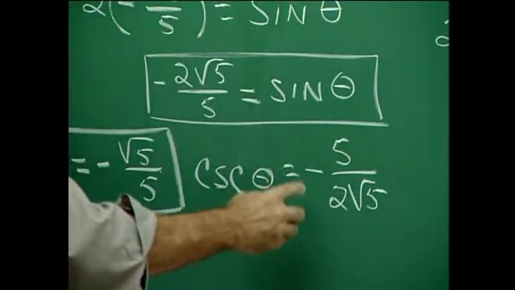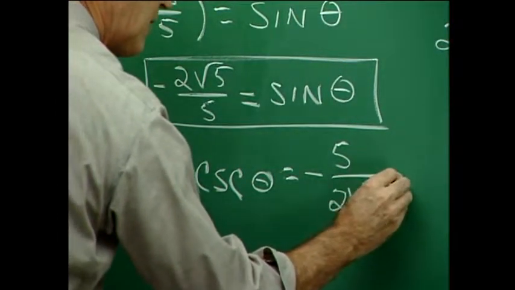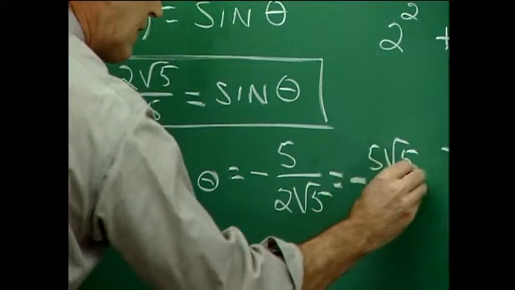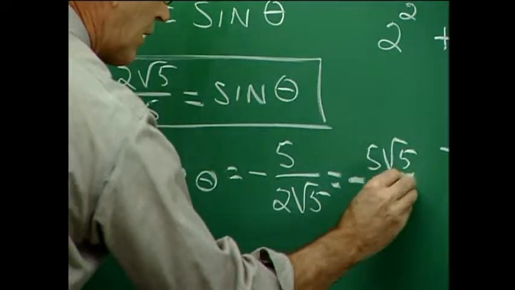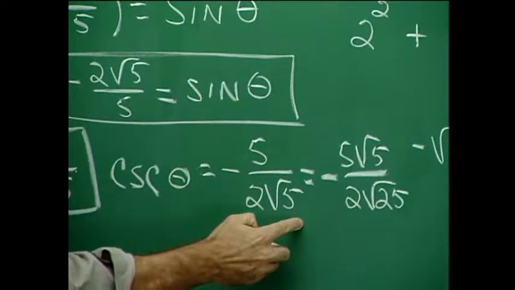And now we sort of have to rationalize back, don't we? If we multiply both numerator and denominator by root 5, we have negative 5 root 5 in the numerator. In the denominator, we have 2 the square root of 25. You see, I'm multiplying this by root 5 over root 5.